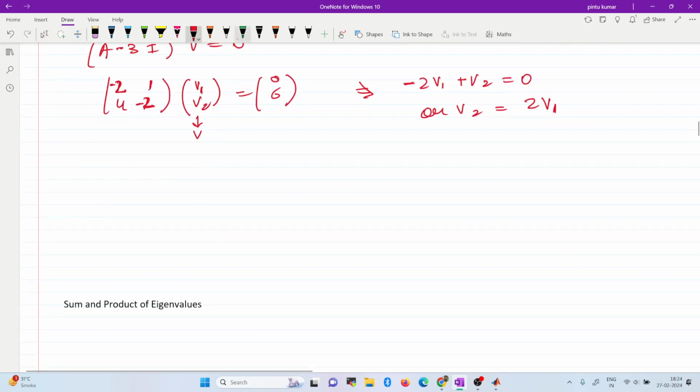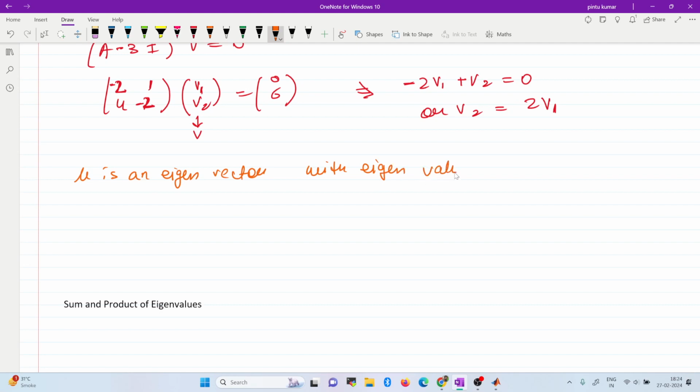Okay. So one thing you should remember is, let's say my mu is an eigenvector with eigenvalue lambda, then 2 mu is also an eigenvector with eigenvalue lambda. Similarly, 3 mu is also an eigenvector. Similarly, 1 by 2 mu is also an eigenvector with the same eigenvalue lambda. Or you can say that c mu is an eigenvector with the same eigenvalue lambda. Okay.